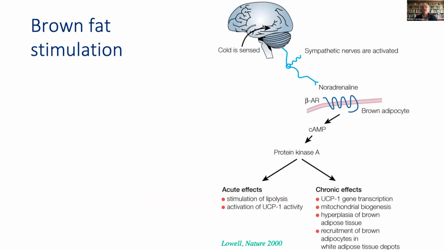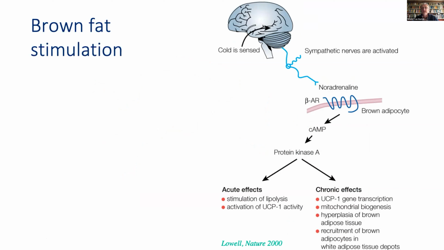So this is a general overview, already an older picture, because especially from mice and rodent studies, a lot was already known for some time. And you see these acute effects, mainly this UCP1 activity, and you see chronic effects with acclimation. You see there's more UCP1, more mitochondria, etc.